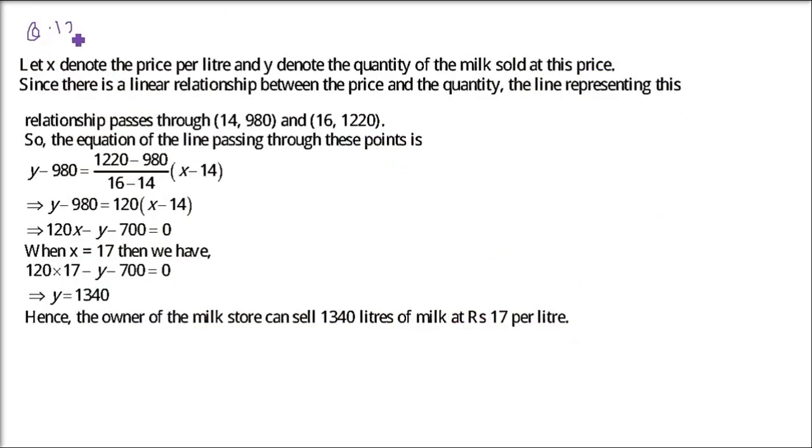Question number 12. This is an NCERT question. The owner of a milk store finds that he can sell 980 liters of milk each week at rupees 14 per liter and 1220 liters of milk each week at rupees 16 per liter. Assuming a linear relationship between the selling price and demand, how many liters could he sell weekly at rupees 17 per liter?